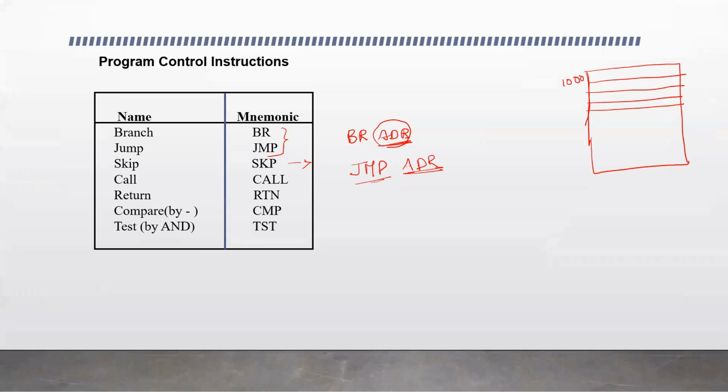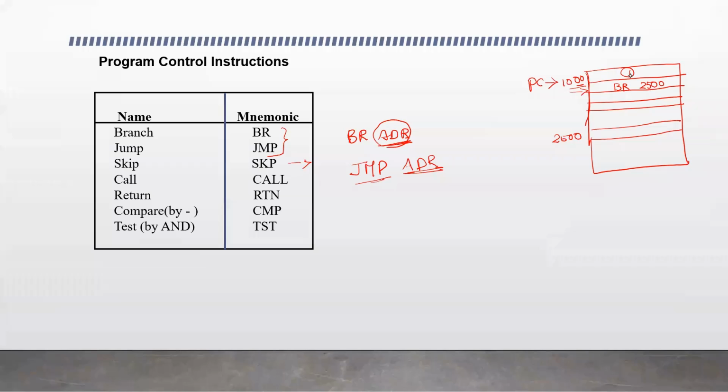Suppose at location 1000 we have our first instruction. Initially PC points to this particular location, so the value of PC would be 1000. This is the instruction that is to be fetched and executed. Once this is fetched, PC will be incremented to point to the next location. Let's say we have some set of instructions at location 2500. And here we have a branch instruction. Our second instruction is BR with the address 2500.